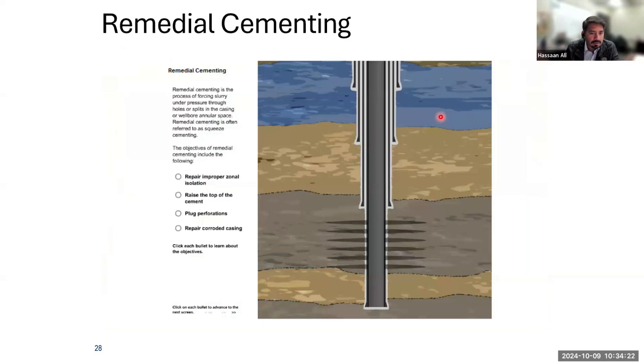And then we have something which is called remedial cementing as well. This is cementing that is done after your primary cementing is done. Remedial cementing is more like an intervention job. It is done if you find that the primary cementing was not done properly, or if there are other issues with the borehole. For example, it can be used to plug perforations.